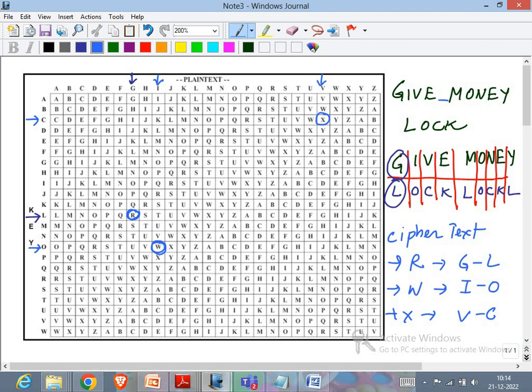Right? So basically, if you can finish it off and tell me the cipher text that you are getting: 3 letters we have got, R, W, X. Can you tell me the rest of the elements which we are getting?